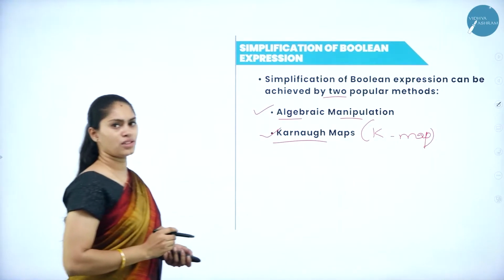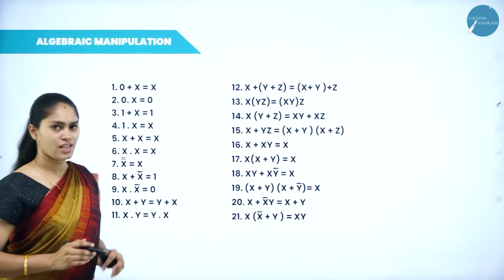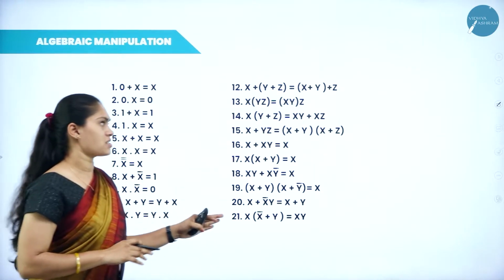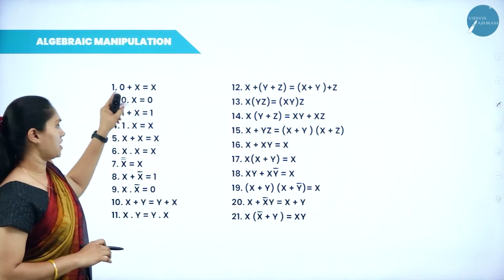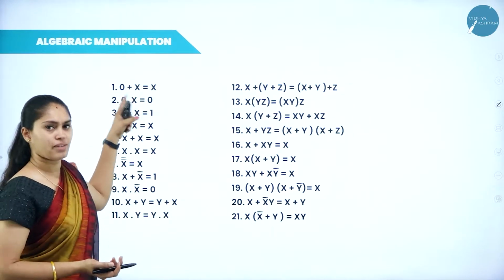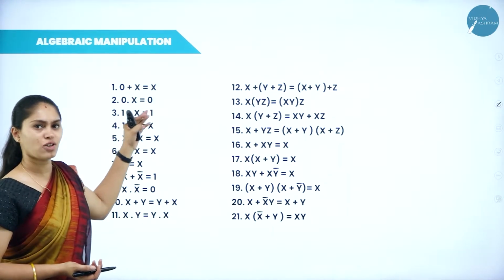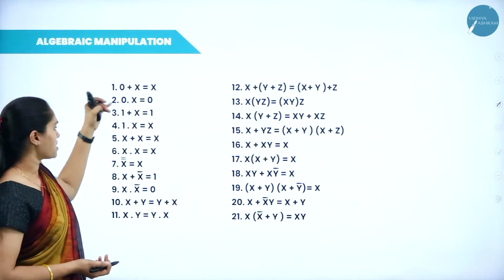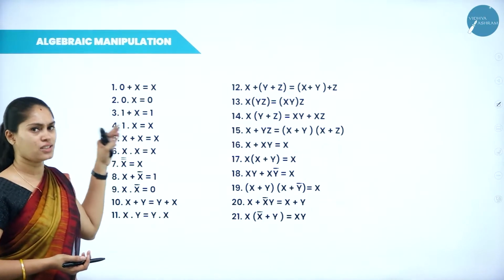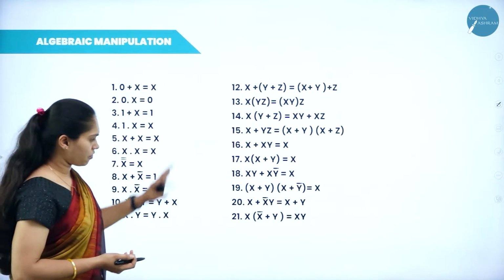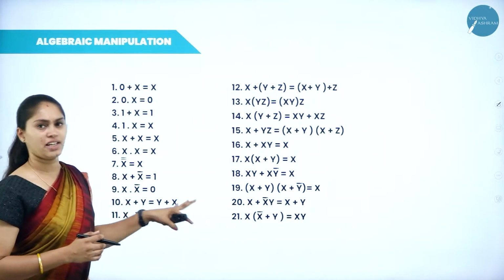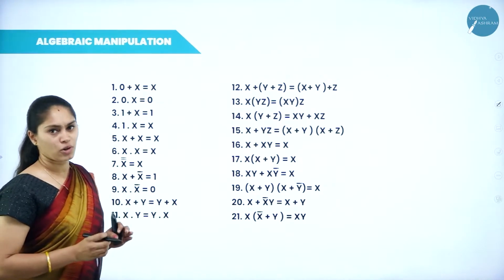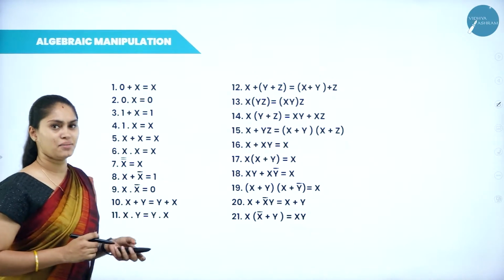So we'll see about the 21 laws of Boolean expressions. Already I have discussed all these laws. We got to know that if I have 0 plus x, then what will be the value? If I add any value with 0, I am going to get that value, which can be either 0 or 1. In the same way, if I multiply any number with 0, that will be 0. We have 21 theorems or laws in Boolean algebra, and by using them we are going to do this algebraic manipulation.